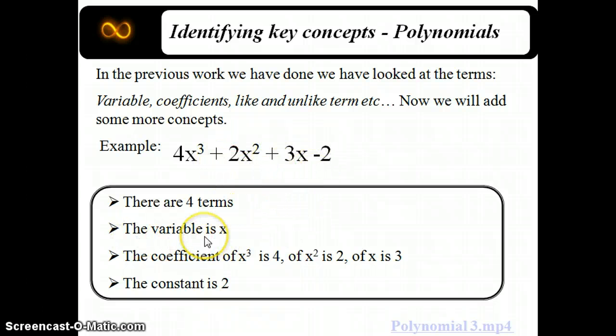The variable in this situation are the letters that represent something. So the variables are all x. The coefficients are whatever is in front of the variable. So the coefficient of x cubed is 4. The coefficient of x squared is 2. The coefficient of x is 3. And this is not a coefficient. We consider this a constant. A constant has no variable attached to it.